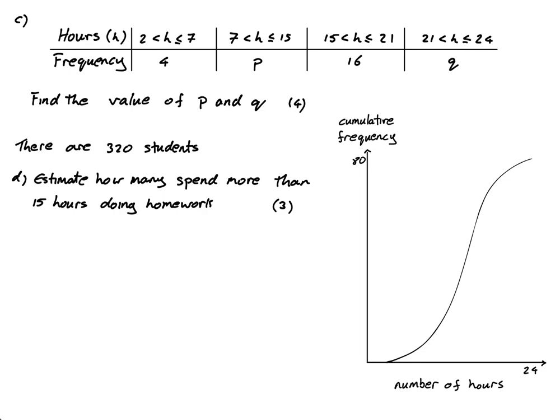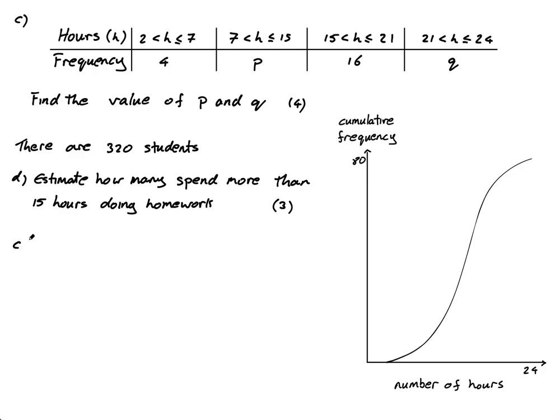Okay, part C. It gives us now the same information but in a table. So 4 students study between 2 and 7 hours, P students between 7 and 15, 16 between 15 and 21, and Q between 21 and 24. It says find the value of P and Q.